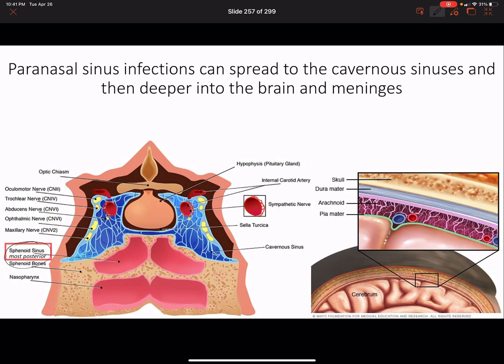Note that the sphenoid sinus, if it gets a pathogen and mucus buildup, this infection could spread backwards into the cavernous sinus, which allows it access to the brain and into the meninges as well.